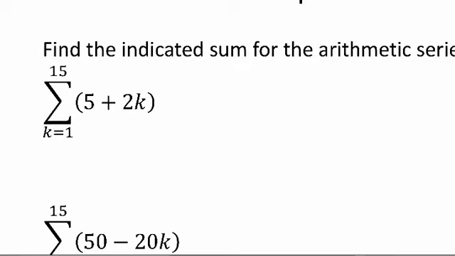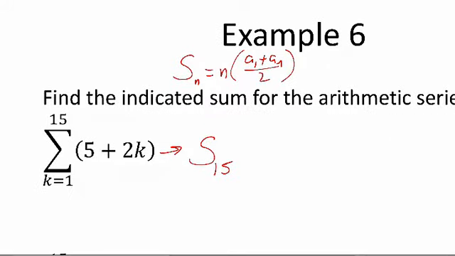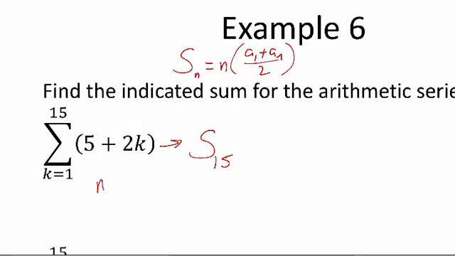So this one, starting with k equals 1 to 15, and to find each term, we'll do 5 plus 2k. You could always go through and find every term of this, plugging in 1, then 2, then 3, then 4, then 5, then 6, and find all 15 terms and add them all up. Instead, we're going to write S sub 15, and let me rewrite the generic version up here. We've got S sub n equals n times a sub 1 plus a sub n, over 2. We're looking for n equals 15 because that's the number of terms we're adding up.